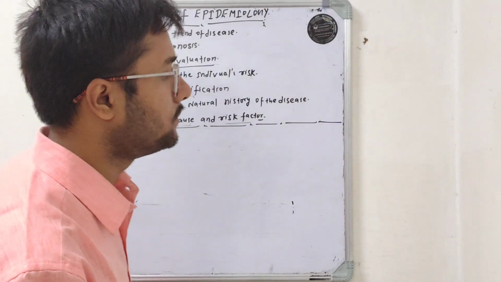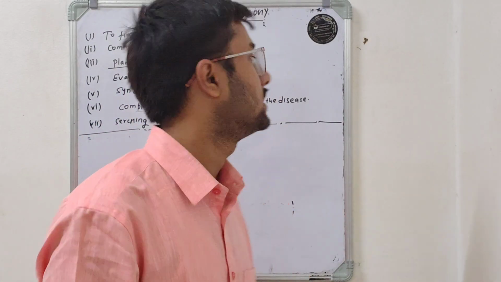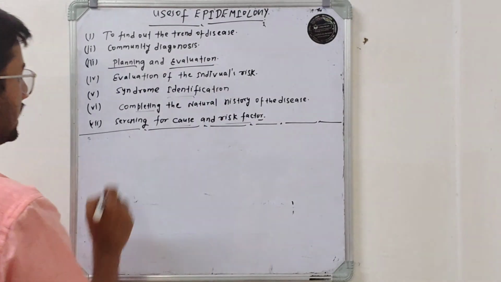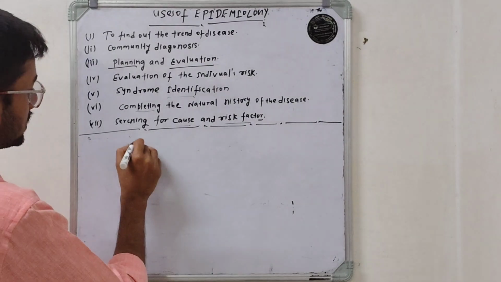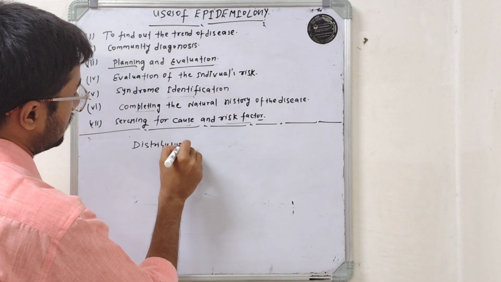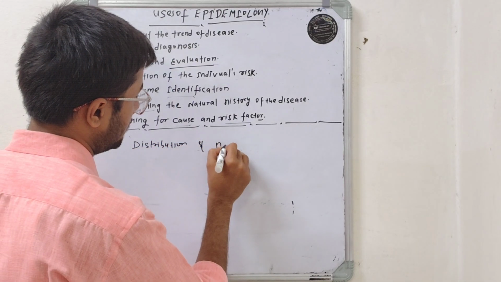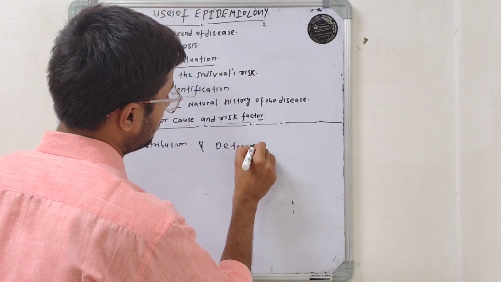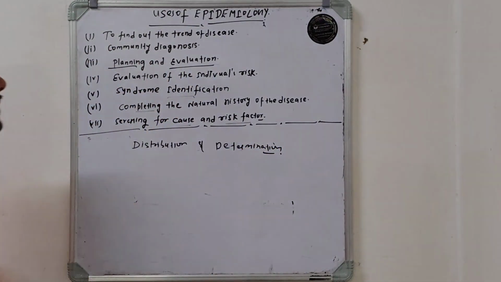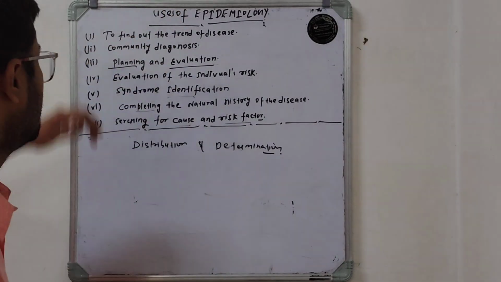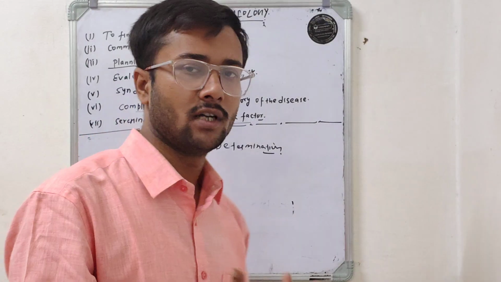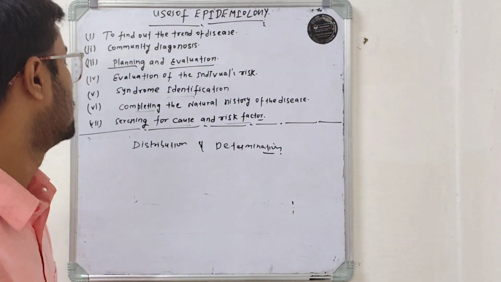So how do the epidemiological parameters help in planning and evaluation? There are two important epidemiological parameters: one is distribution and the other is determinants. With the help of distribution and determinants, we can better plan and evaluate the disease condition.